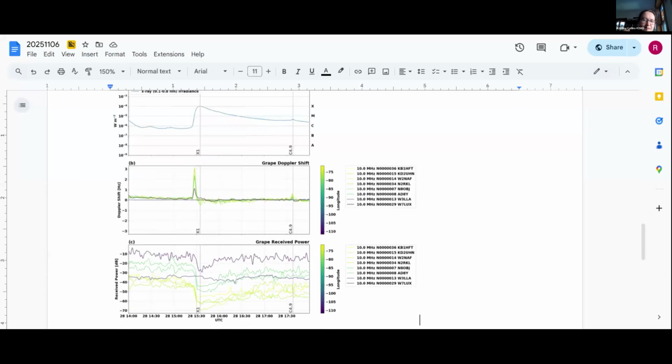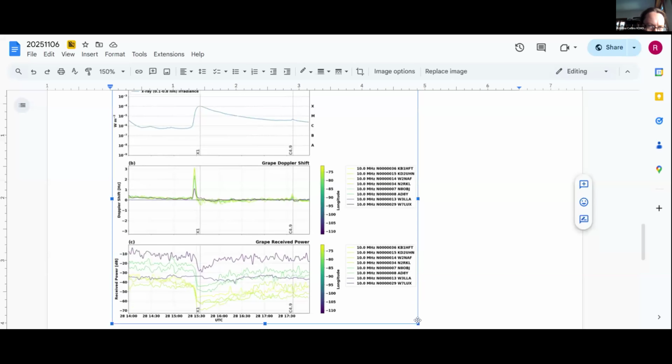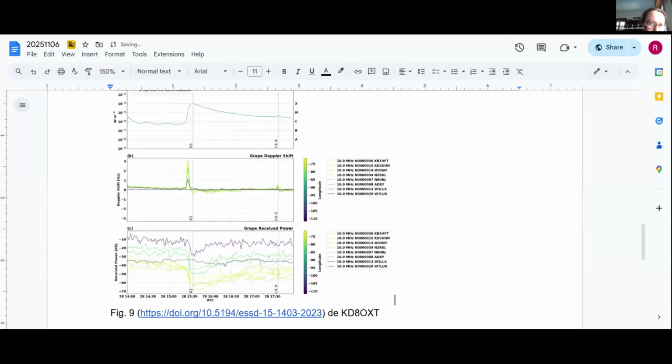I can give you what we've got on this so far. There are some links in the chat. Figure 9 of the Earth System Science Data paper, where we summarized the Grape 1 data set, has an example of this where you can see multiple stations. And the thing that you noticed about the latitude dependence shows up really well there, with like 4 or 5 stations as an example. So if you color map them by... yes, thank you, Rachel. Yes, color map by longitude.